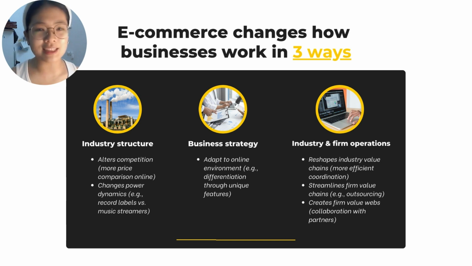The third and last way is industry informs operations. E-commerce has reshaped industry value chains, making them more efficient and a better way to coordinate overall. There are also streamlined firm value chains, for example, outsourcing, and e-commerce has also created firm value webs. That means collaboration with partners. Maybe think of Amazon. Their vast selection comes from working with many suppliers.